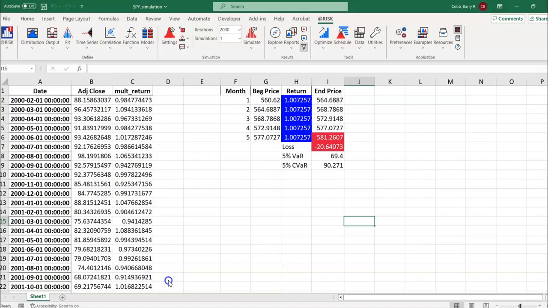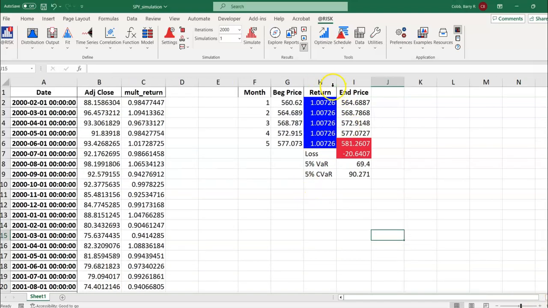Also got open this file here, which was where we previously used a log normal distribution developed from the multiplicative returns to calculate a stock price after 5 months. Also calculated the 5% VAR and conditional VAR. I'm going to set up the GBM simulation in this same file.